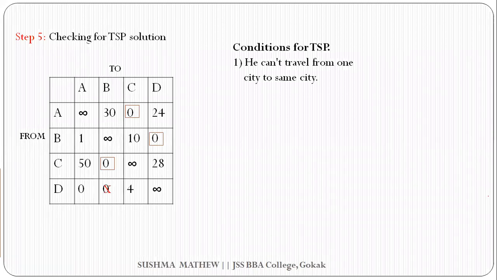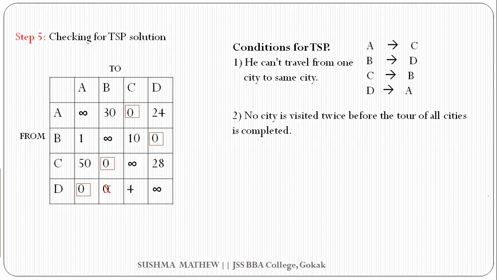The first condition says he cannot travel from one city to the same city. That means from A to A is not possible. So we are trying to see whether that condition is satisfied or not. A to C is there, B to D is there, C to B is there, D to A is there. So that means all the cities are different. So no need to worry, our first condition is satisfied.